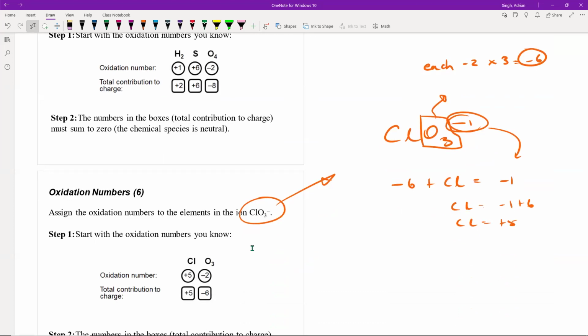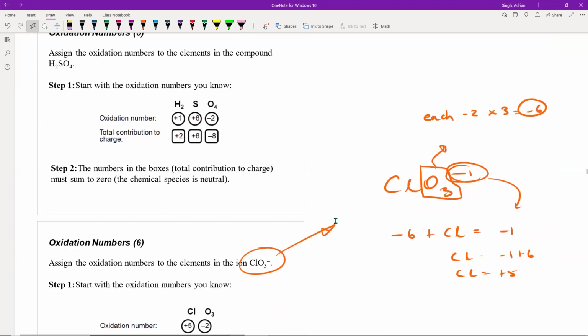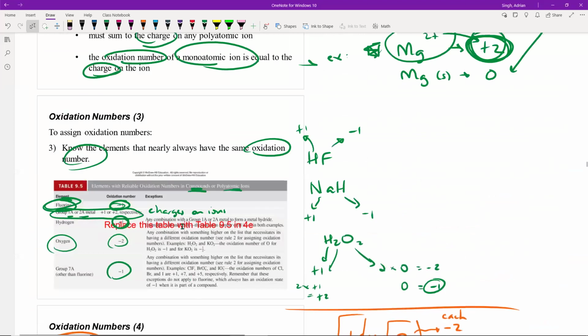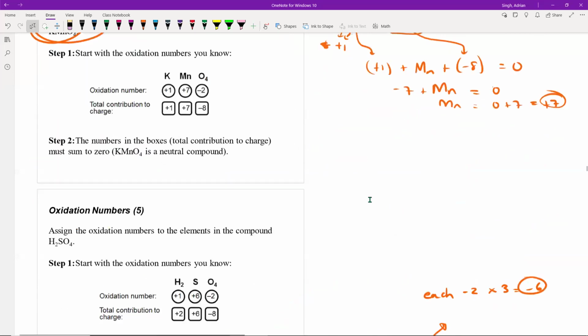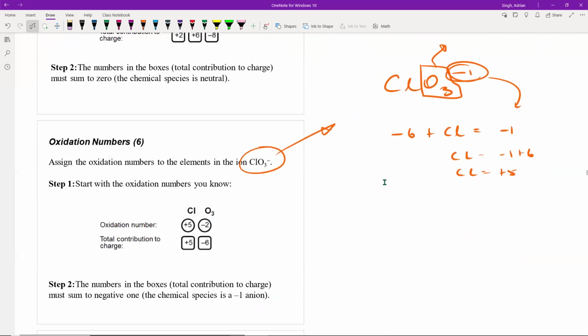Okay, yes, there's a little bit of math involved, a little bit of science that we need to consider, but it's really not that complicated if you follow the rules and you slow down. It's very tempting to rush through this, and I guarantee you, if you do, you're going to run into some issues. So slow down and take your time, and pay attention to the signs and the numbers of each of the subscripts for each of the elements that we have.